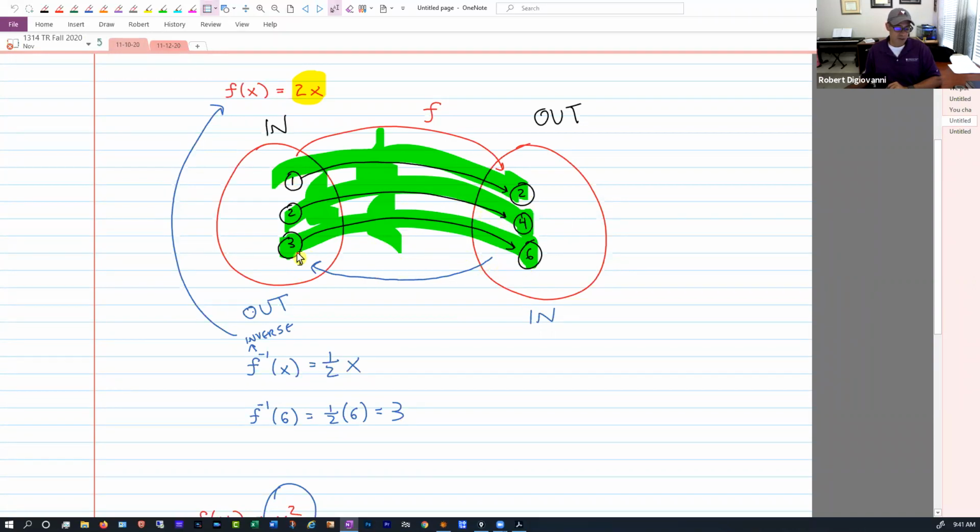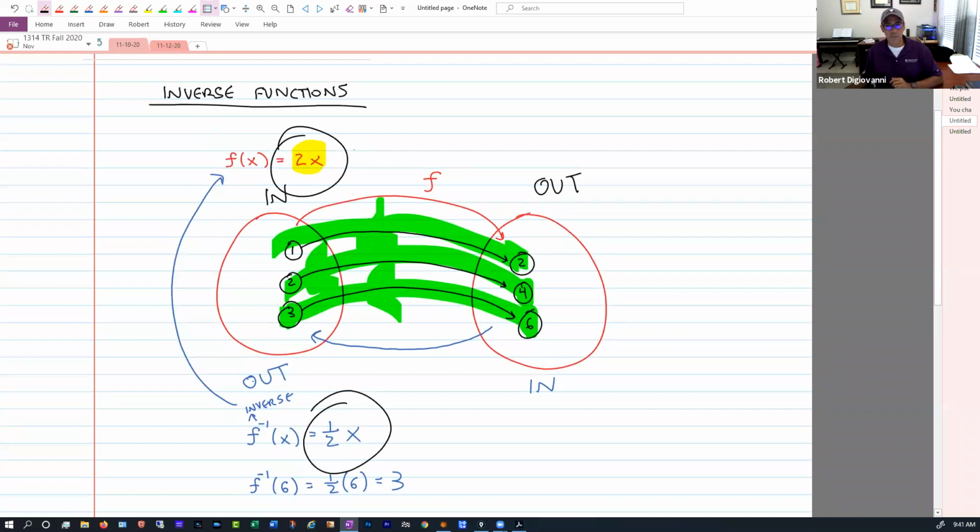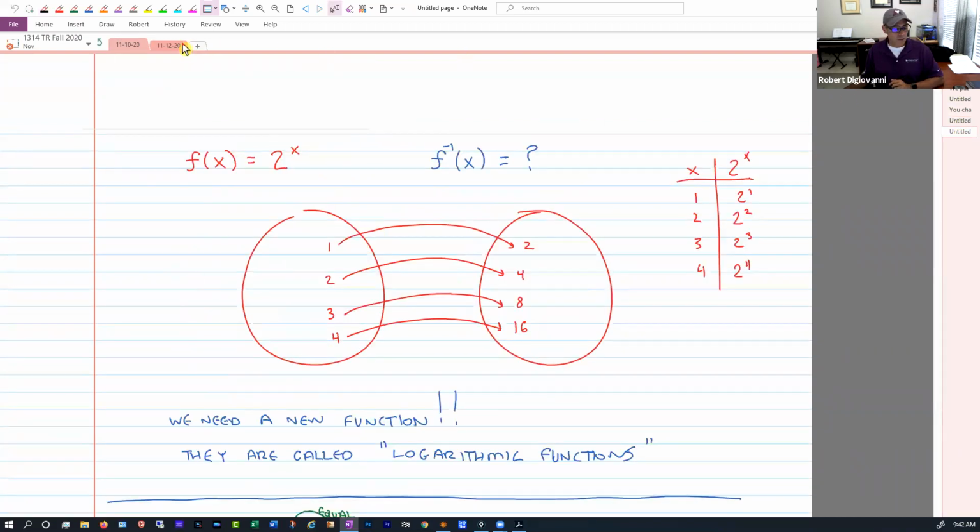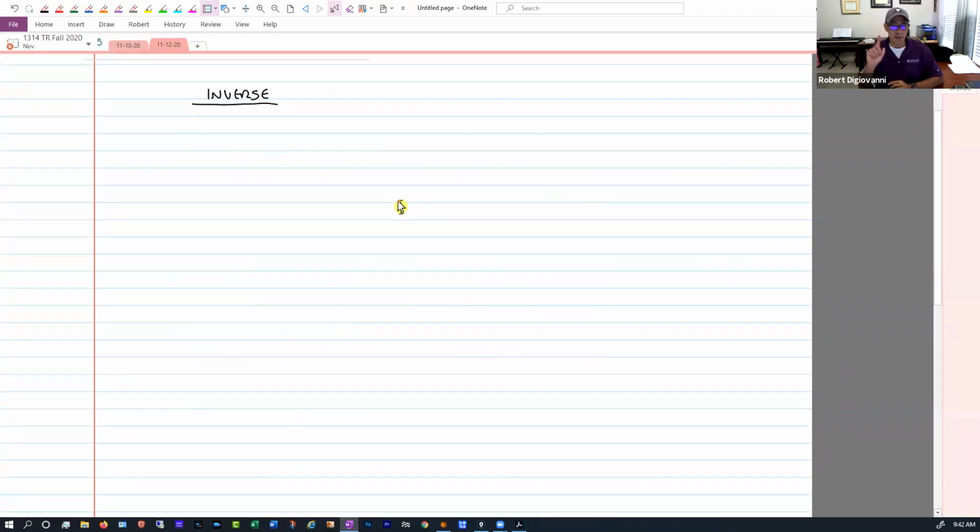Take half of 6, you get 3, right? So this function is the inverse of this one. It undoes it. So today, to start with this idea of inverse, I want to look at one function in particular, and then let's try and find its inverse.